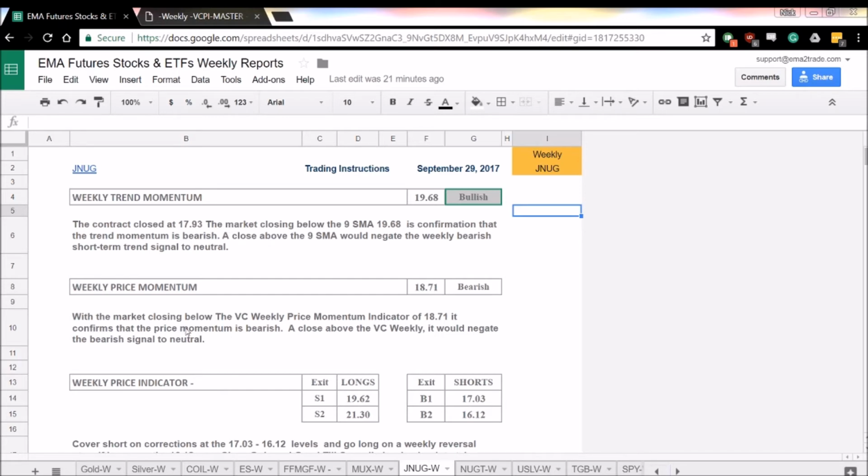With the market closing below the weekly price momentum indicator of 1871, obviously it confirms that the price momentum is bearish. But if it closes above it, it would negate this bearish signal to neutral. So now we have another pivot point that we're watching, 1871, to turn the trend to neutral to bullish. The 9-day moving average of 1968, a close above it will turn it bullish.